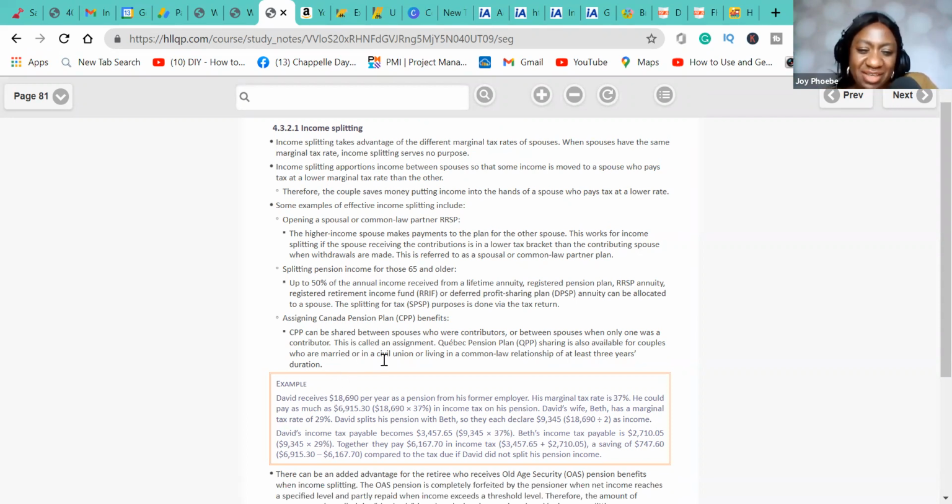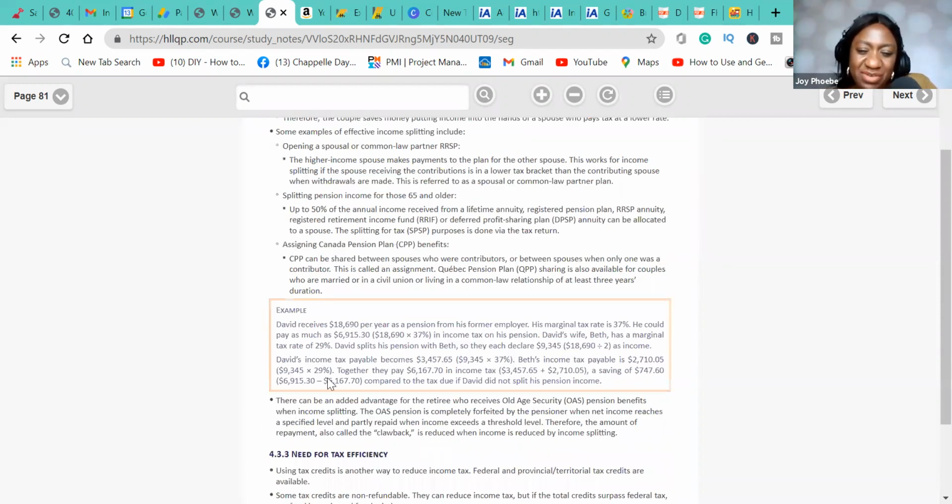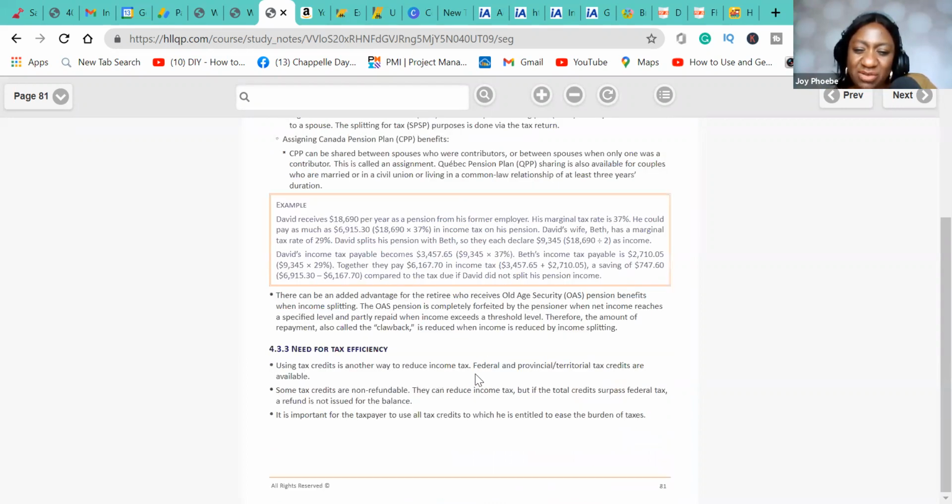All right, need for tax efficiency. So using a tax credit is another way to reduce income tax, okay? Federal and provincial territory tax credits are available. Some tax credits are non-refundable and they can reduce income tax, but if the total credit surpasses the tax, then a refund is not issued for the balance. All these are works of an accountant, not the works of an advisor.